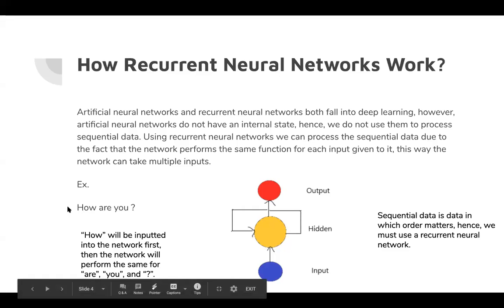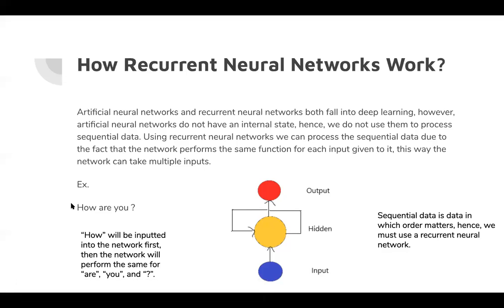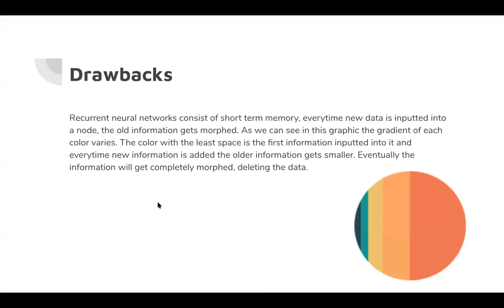So for example, how old are you? How will be inputted into the network first, then the network will perform the same for are, you, and the question mark. So that's sequential data because we have an order. We have to input everything in order of the sentence. First using how, then are, then you, and then the character of the question mark. That's why we have to use recurrent neural networks because they're in sequential order.